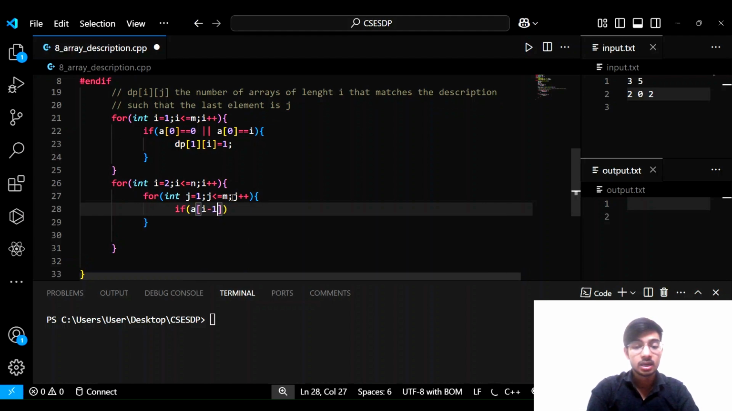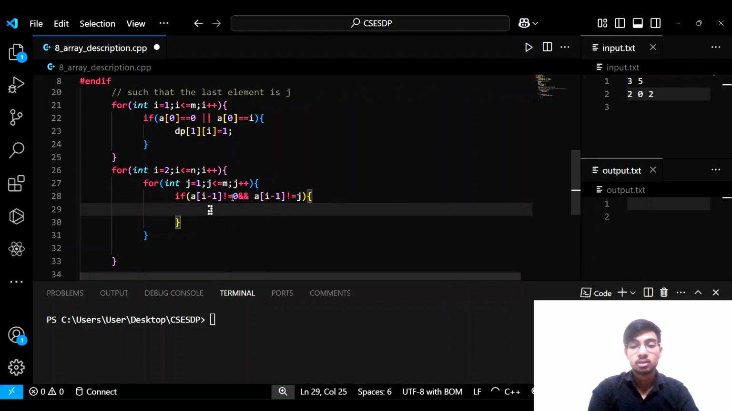Now if the previous element is not equal to 0, and the previous element is not equal to the element itself, then you cannot have any choice, right? If it is not 0, there is some element and you have to fill for this element. Suppose you have to fill for 2, the element is 2, then for 3 you are not going to fill, right? You are not going to fill because there is some other element, that is 2, that we saw in the lecture, right? So for this, dp[i][j] is equal to 0, right?